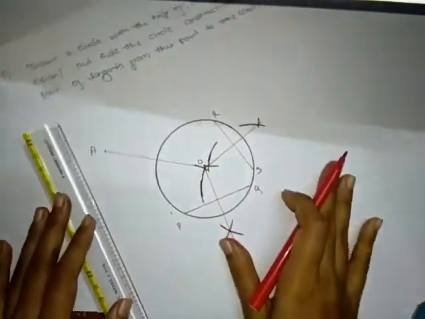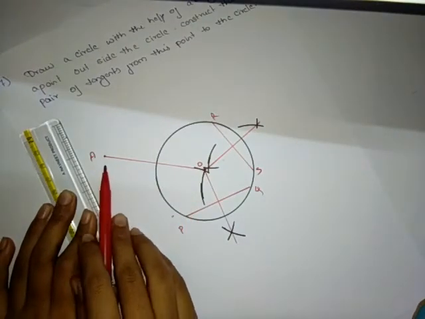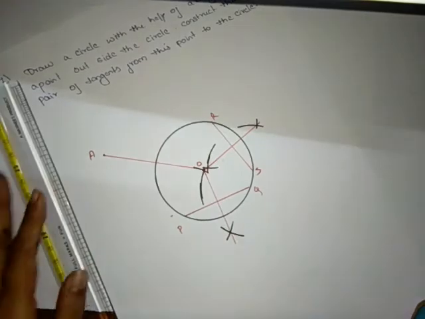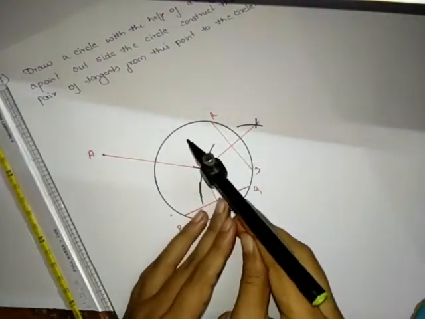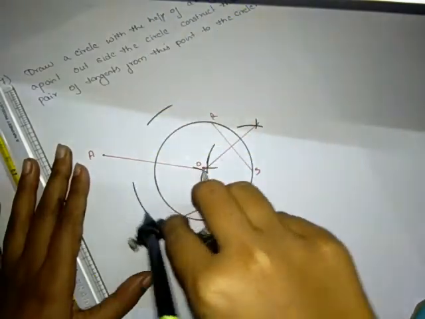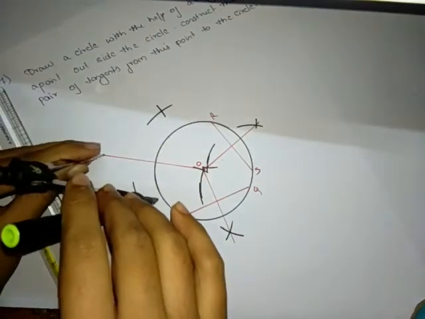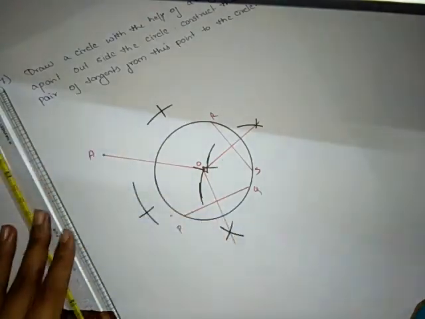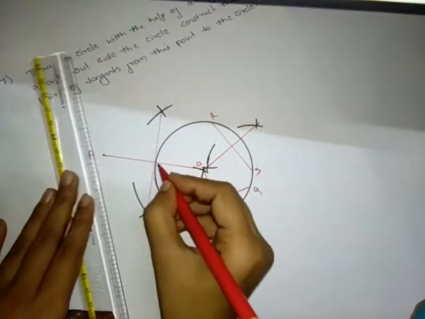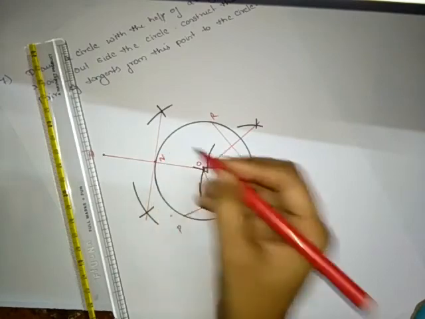Now, to draw the tangents to this circle, we need to find out the midpoint of this line segment. For that, let us take an arc, and here we got some points of intersection. We'll join these 2 points now. This point we got, we'll name it as point N.